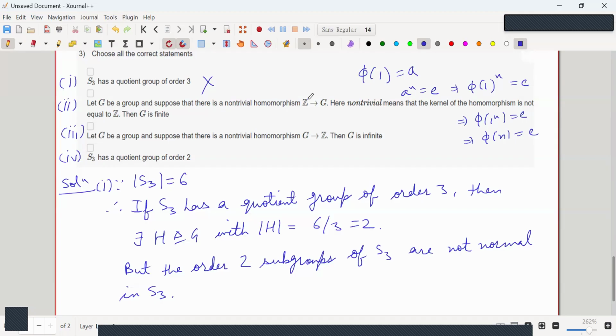As I gave you the example: map all odd integers to 1 and all even integers to 0. So that's the homomorphism from Z to Z mod 2Z. You just map every odd integer to 1 plus 2Z and even integers to 0 plus 2Z. So that's the homomorphism, but Z mod 2Z just has order 2.